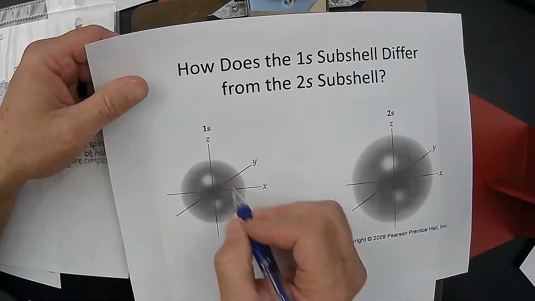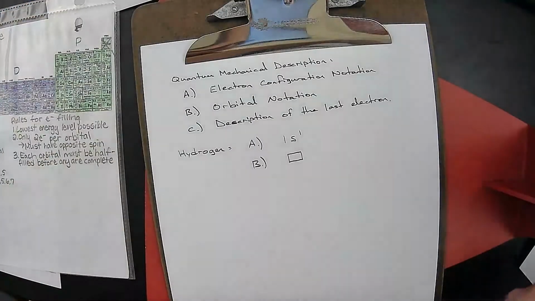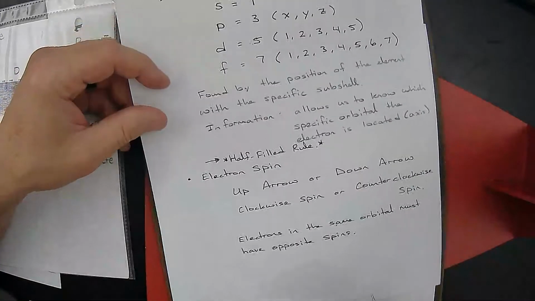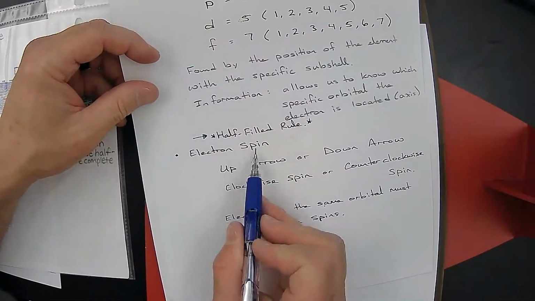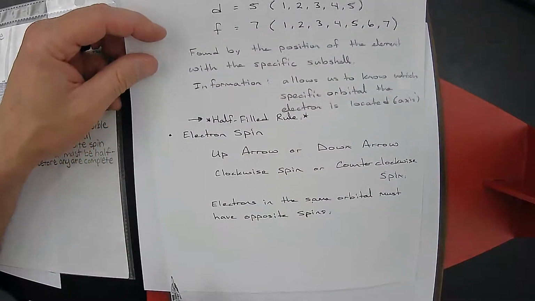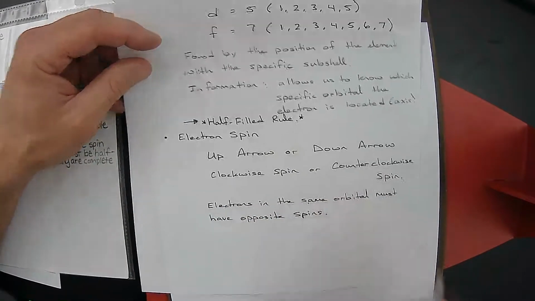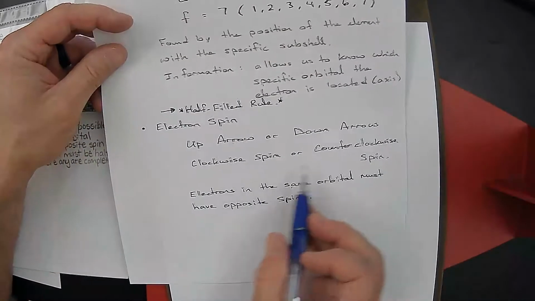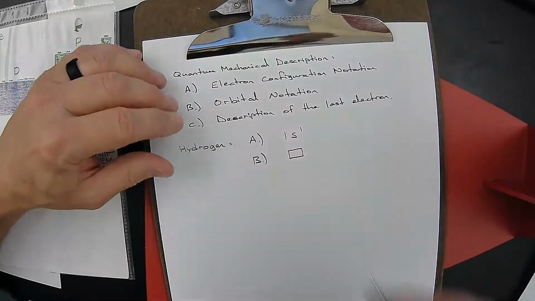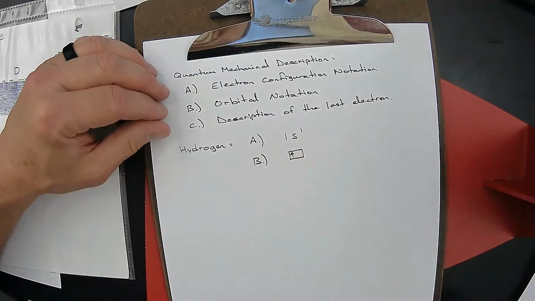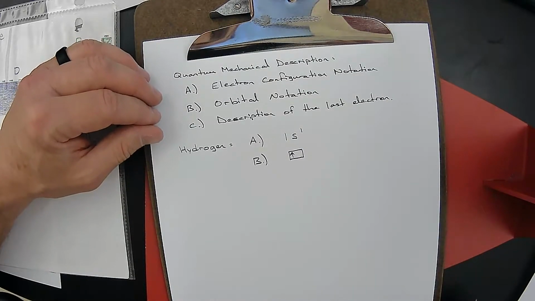Technically, we should be drawing it as a sphere. And we're going to put 1 electron in that 1s orbital. There is a spin associated with the electron, and we are identifying it as an up arrow or a down arrow. Clockwise spin or counterclockwise.